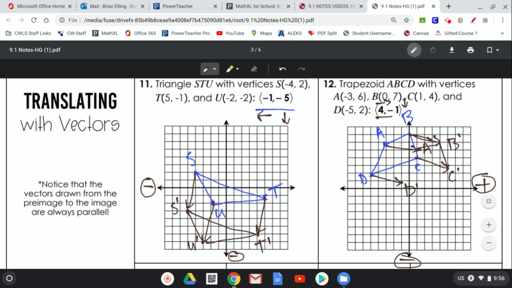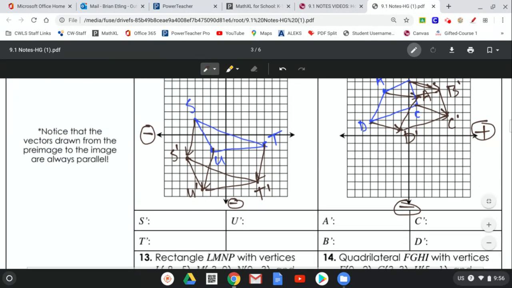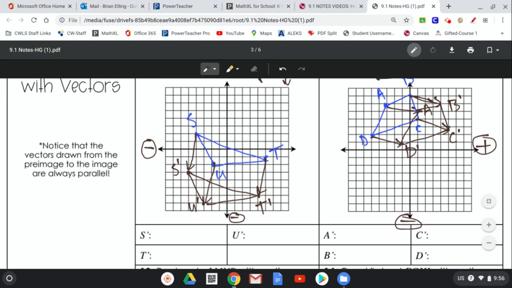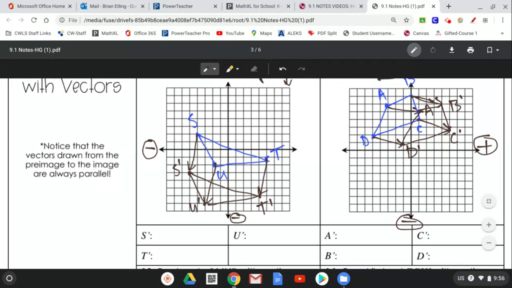All right, so connecting the dots here, we're creating that 3D kind of looking object with translating with vectors. So the one thing, guys, that I did forget to do is we have to find the coordinates for S prime, T prime, U prime, and also A prime, B prime, and C prime. So finding the coordinates for S prime, it's going to be at -5, -3.